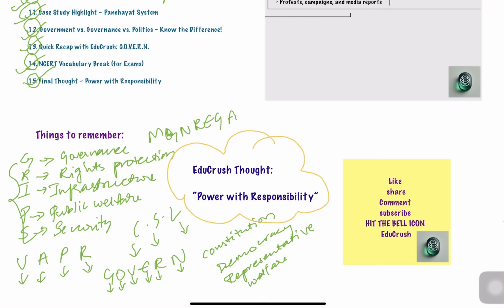The government is not some separate alien force. It's made by the people, for the people, and of the people. As citizens, we must be informed, active, and responsible, because only then can democracy truly work. So that was chapter 3, what is government. You have just unlocked the master key to understanding power and policy in India.